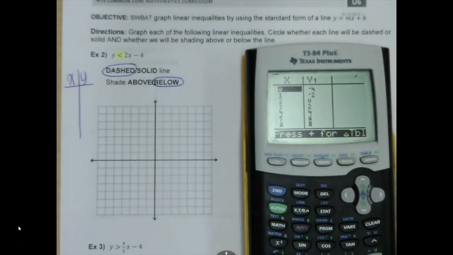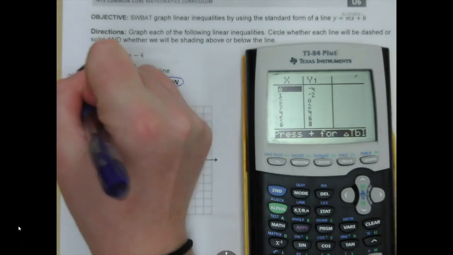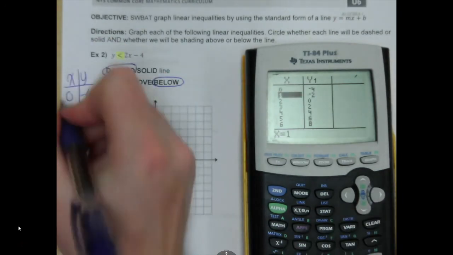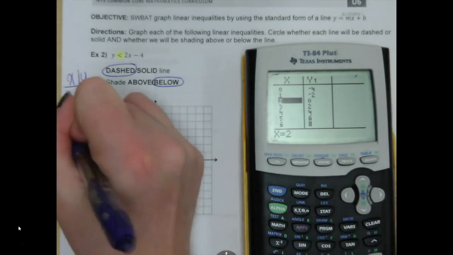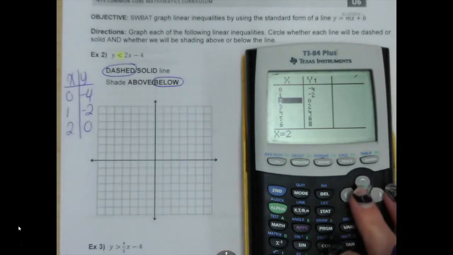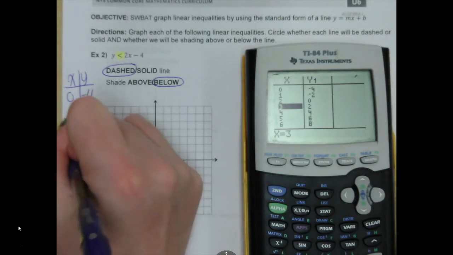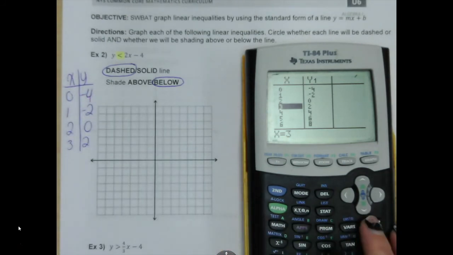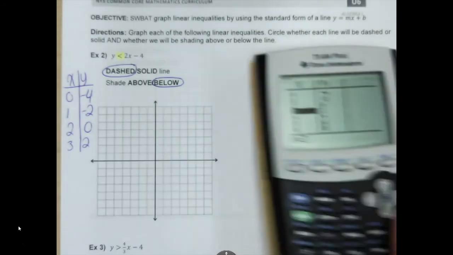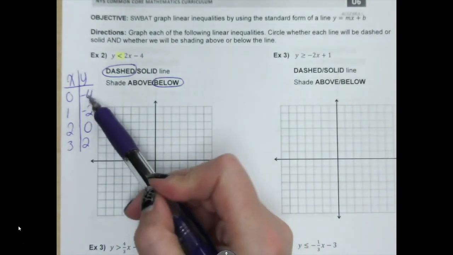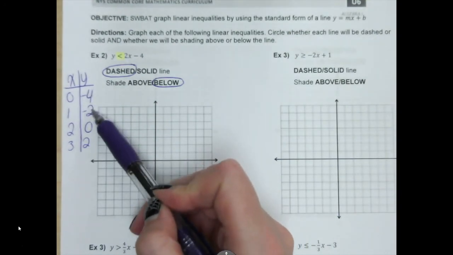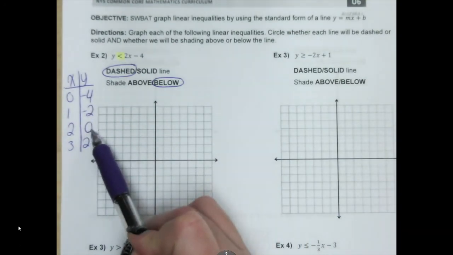So we have 0, negative 4. Next, we have 1, negative 2. And then we have 2, 0. Let's do one more just for practice, 3, 2. You always want to graph 3 to 5 points just to make sure you get full credit on the regions. If you graph anything less than 3, like only 1 or 2 points, you are not going to earn credit for the graph. It has to be 3 or more.